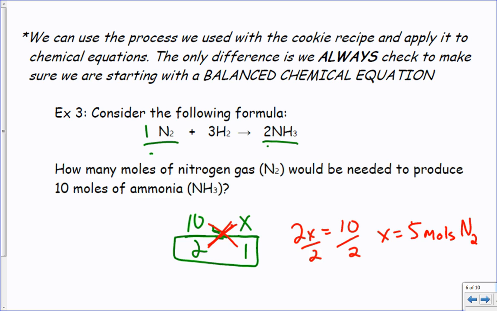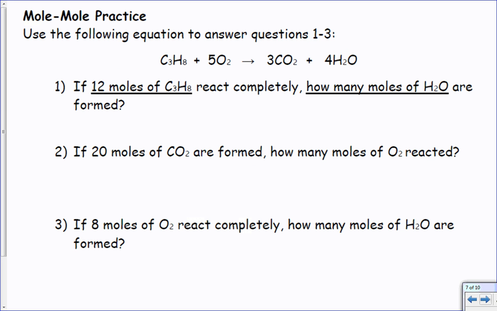I'm just setting up proportions and ratios based on what my recipe was. So here's another example for practice. I have 12 moles of C3H8 react completely. How many moles of H2 are formed? I'm going to walk you through the first one, and you're going to do the next 2. I have 12 over the 1 that's given equals x over the 4 that's given. Do a little cross multiply, and I have x equals 48. Done. You have 2 more to practice to see if you can do what I just did over and over again.